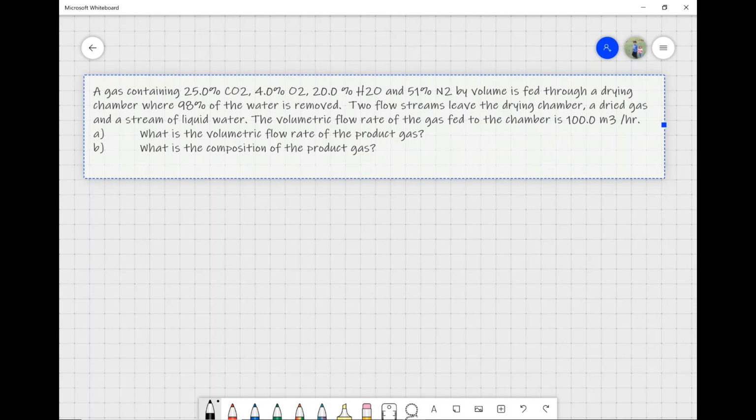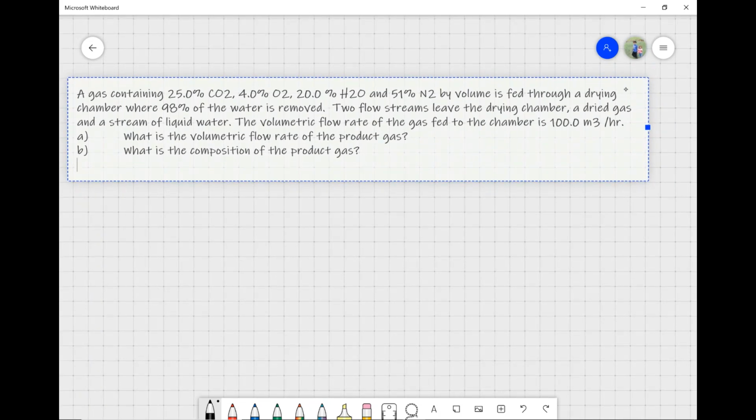And right off the bat, I kind of apologize. When I import text into this app, it doesn't give me subscripts or superscripts. And I swear I typed it out with subscripts and superscripts. So please bear with me. These are all gases, and this is 25% CO2, 4% O2, and 20% good old-fashioned H2O, and then 51% N2. And then this is cubic meters. So I'll go ahead and I'll read through the whole problem.